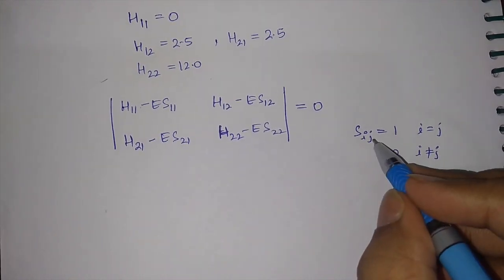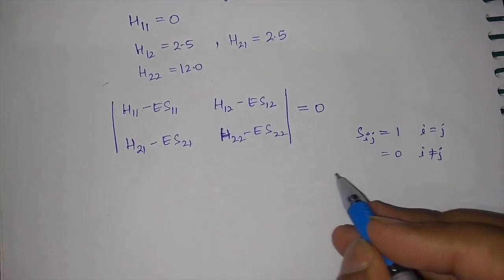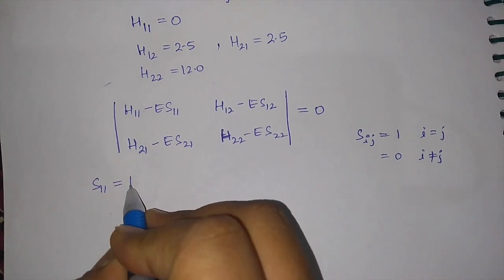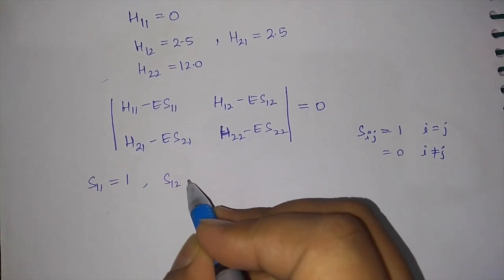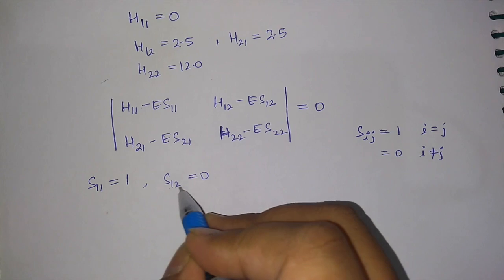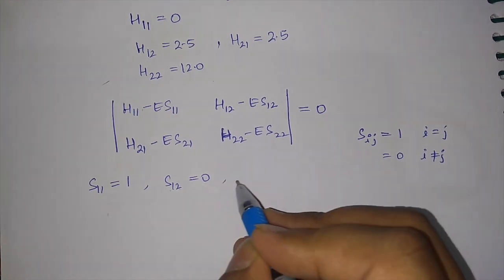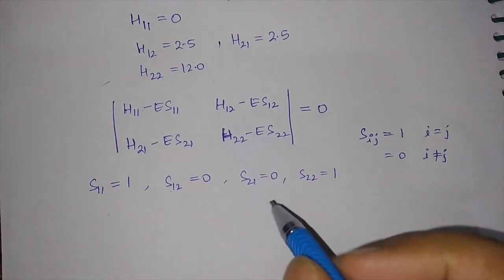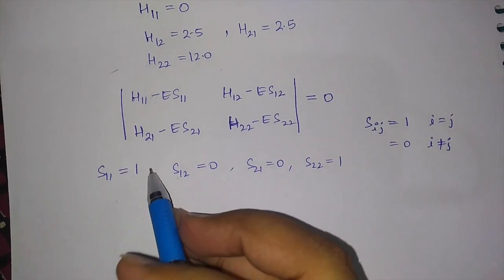Means if you have different values, that means your S11 will be equal to 1 and then S12 will be equal to 0, because your i and j are different over here, right? And similarly your S21 will be equal to 0 but S22 will be equal to 1. Now just put all the things which you have got over here.